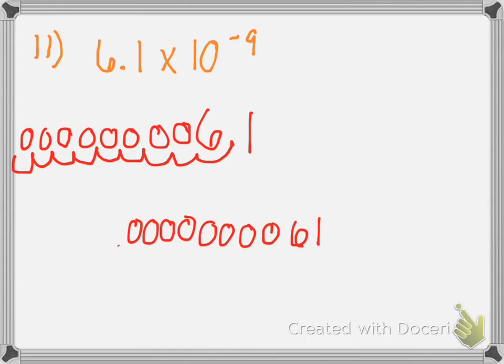So you have 8 zeros and then a 6 1. If you want to put your 0 in front, that's fine too. So either answer would be correct.